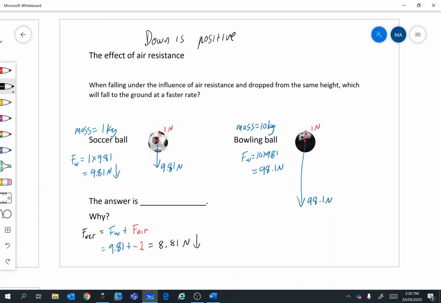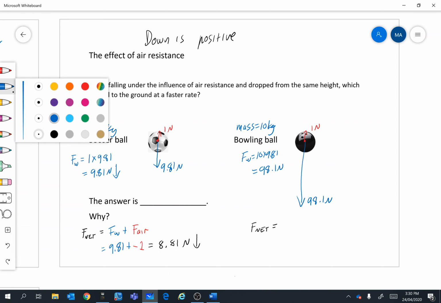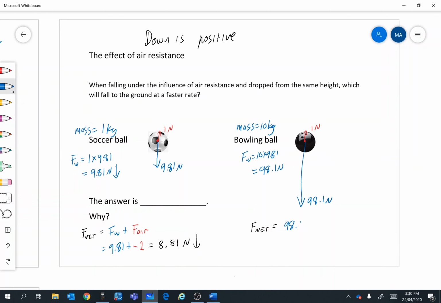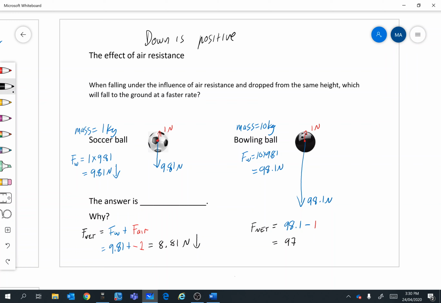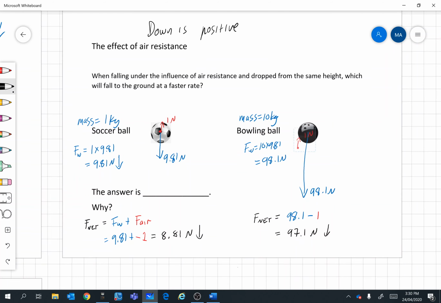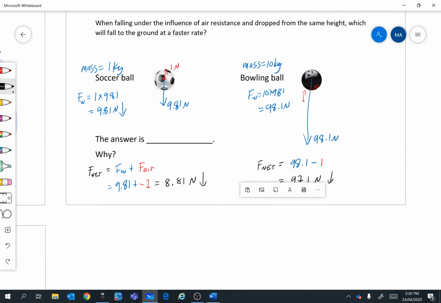Okay, now for the bowling ball, the net force is equal to the weight force, which was 98.1, minus air resistance. So overall, 97.1 newtons downwards. So let's use these to calculate the acceleration of each object.